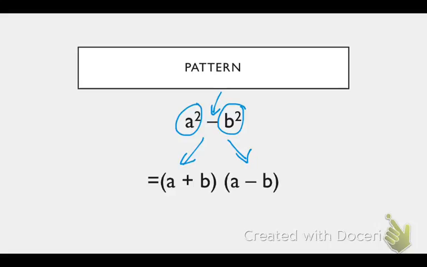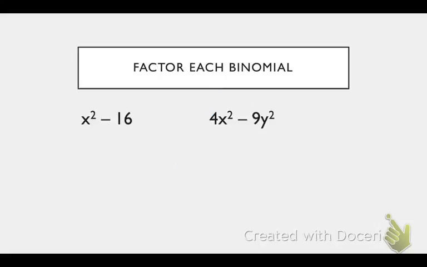In class, we examined why this pattern works, but here's a quick overview of how to do this. X squared minus 16, well, this is a difference, and it's a perfect square minus a perfect square. So this factors into two binomials. The pattern says one's a plus, the other is a minus. The square root of x squared is x, and the square root of 16 is 4.